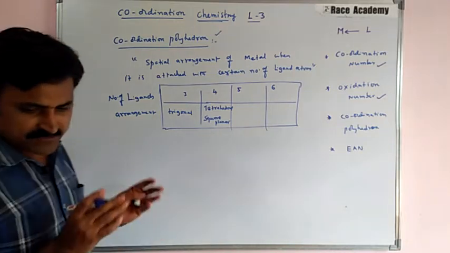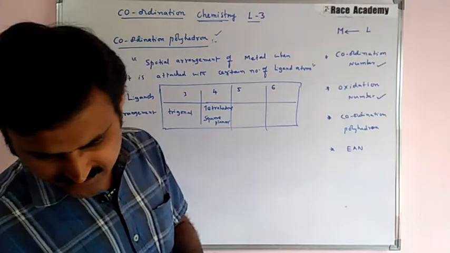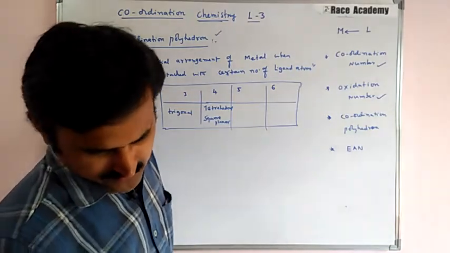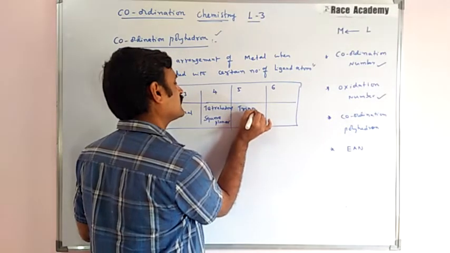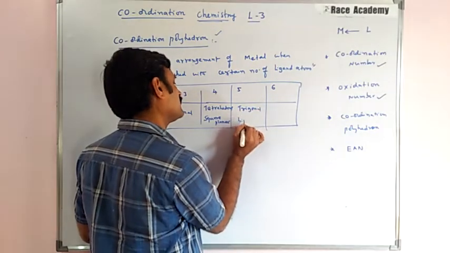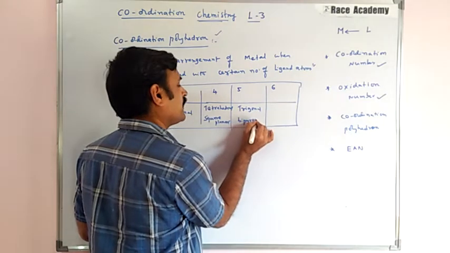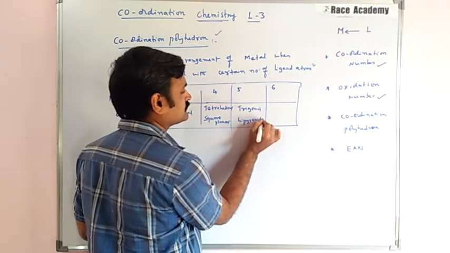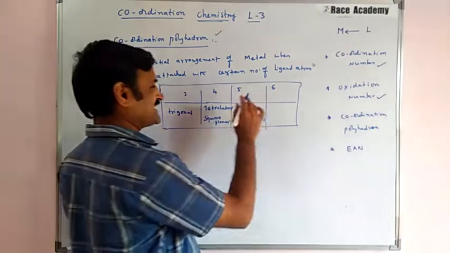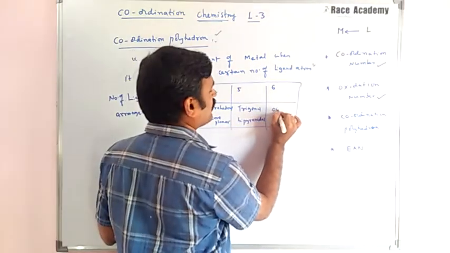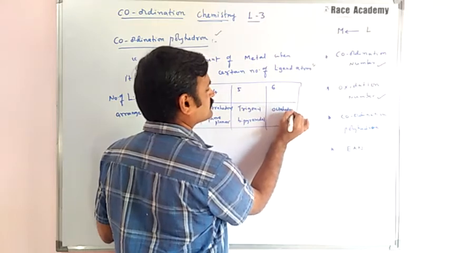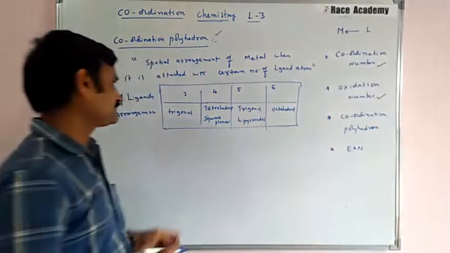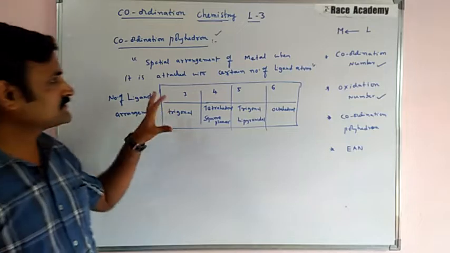Suppose 5 is there, that means it is trigonal bipyramidal. If 6 is there, then the geometry of the complex is octahedral geometry. Like this it will come.